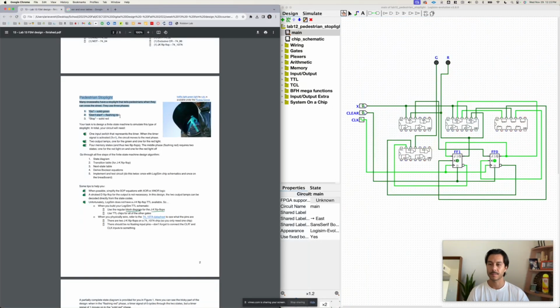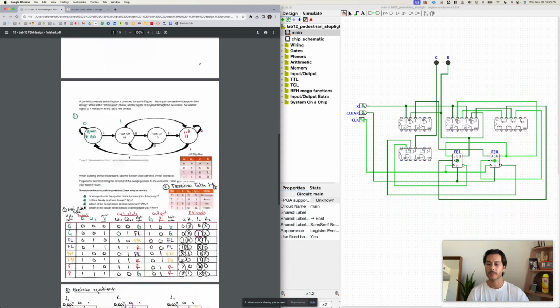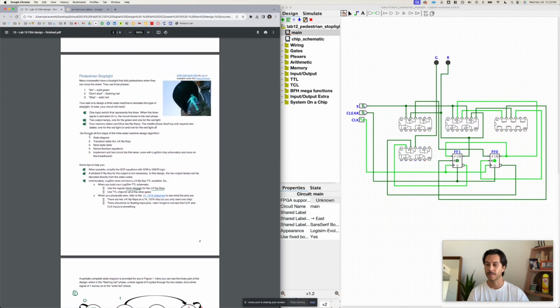So here's the problem statement that we have. We want a pedestrian stoplight with 3 states: go, solid green; don't start, flashing red; and stop, solid red. So we derived and went through the finite state machine design algorithm here with these 5 steps.